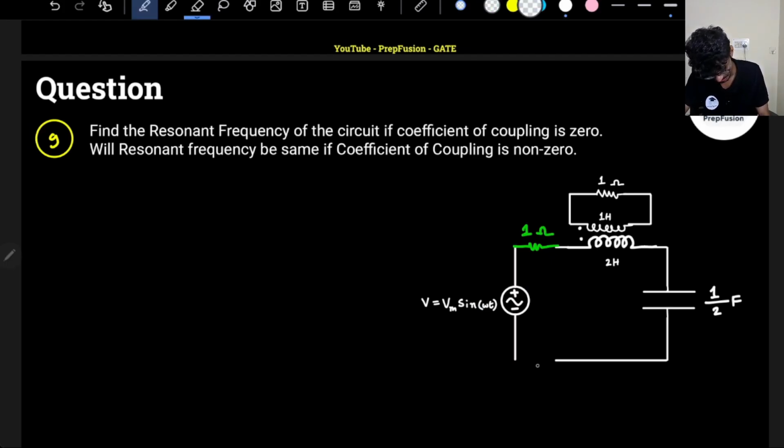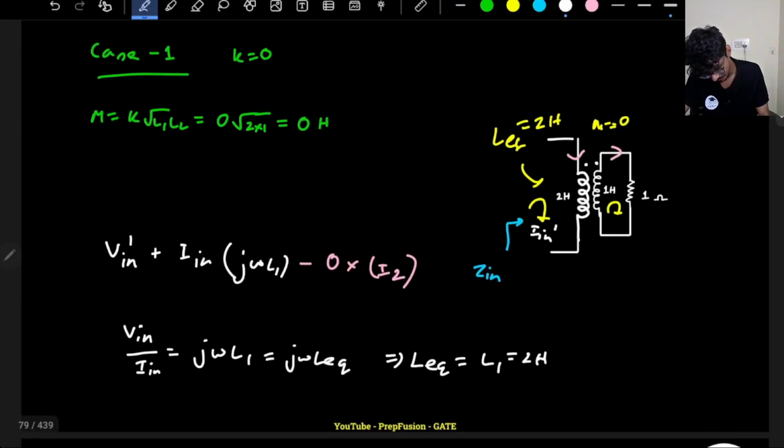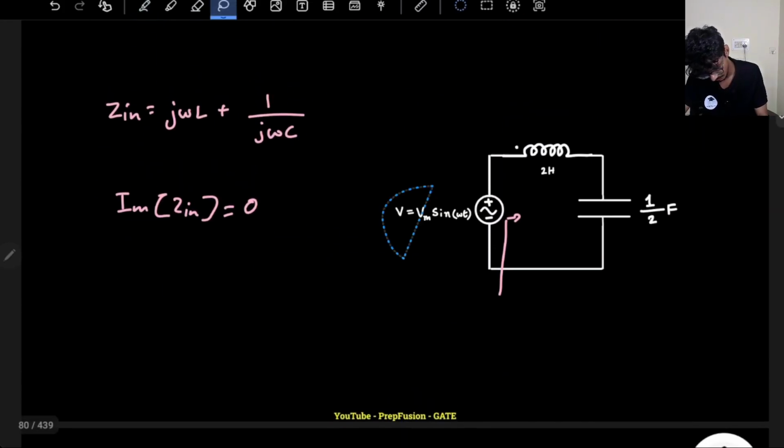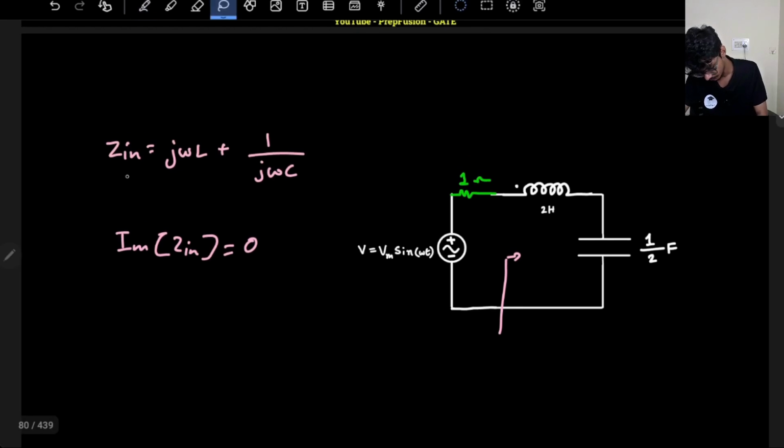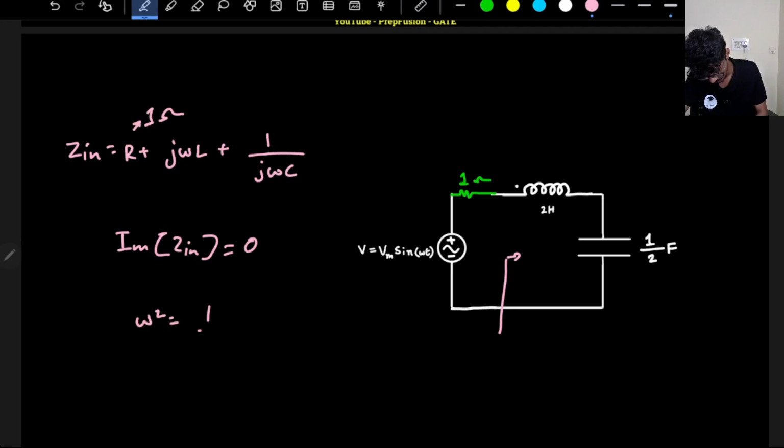Now the circuit is fine, there will be a finite current, so this will be 1 ohm here. So this will be R plus j omega L plus 1 by j omega C. Here R is 1 ohm, so it does not matter. My imaginary part has to be 0, so omega square will be 1 by LC. So omega equals 1 by under root LC, so it will be 1 radian per second.